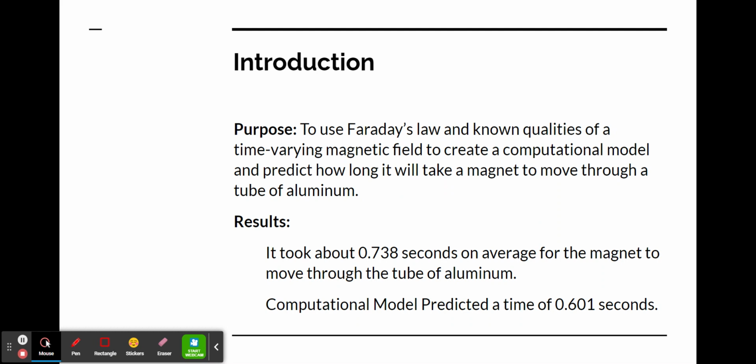The purpose of this lab was to use Faraday's Law and the known qualities of a time-varying magnetic field to create a computational model and then predict how long it'll take a magnet to move through a tube of aluminum foil. The results of this entire procedure were that it took about 0.738 seconds on average for the magnet to move through the tube of aluminum, and the computational model predicted a time of 0.601.